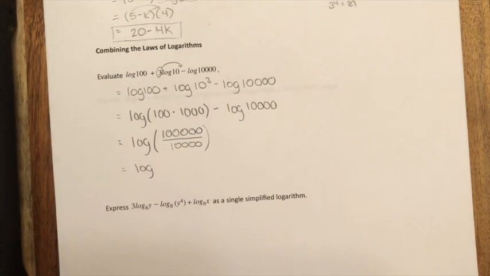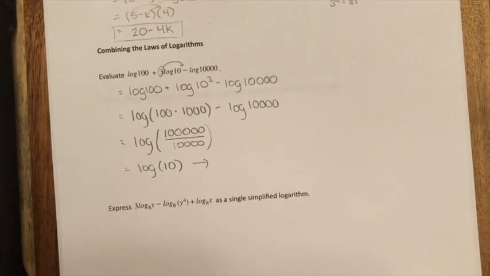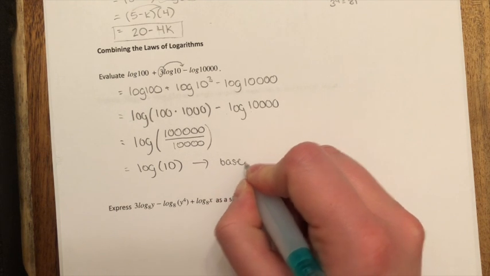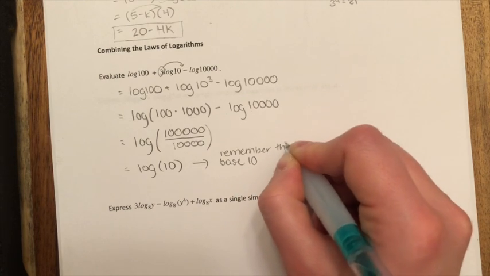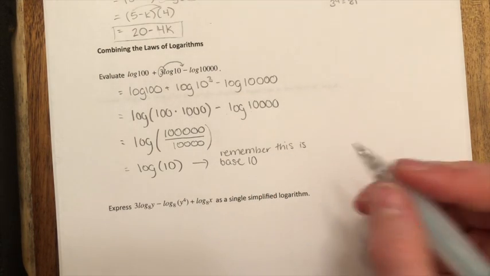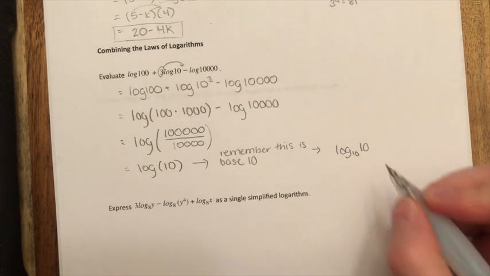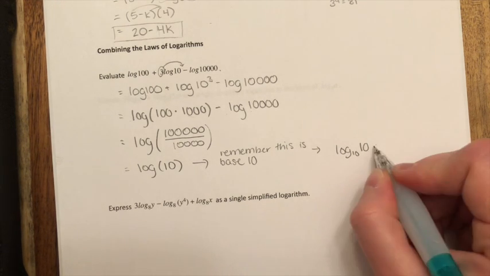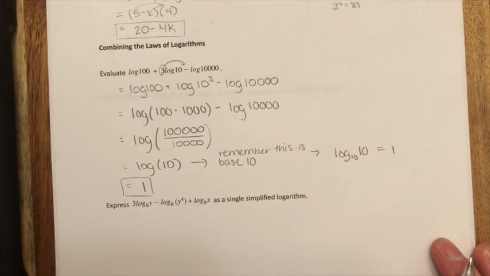So what we get here is 100,000 divided by 10,000, that's just 10. So now we just need to remember that this is base 10. So we're thinking, 10 to what exponent gives me 10? Or what do I need to raise 10 to give me 10? It's a 1. Okay, so this just is a 1.